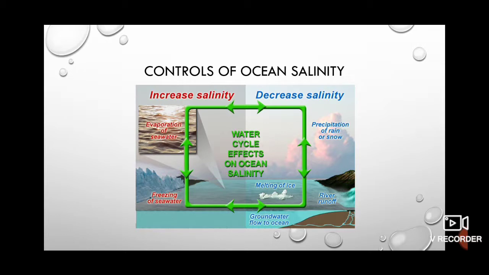controlling factors of ocean salinity as follows: the evaporation of seawater increases the salinity. At the same time, precipitation in the form of rain or snow reduces the salinity of ocean water. Apart from that, the influx of river water, or river runoff, reduces the salinity at the mouth. Water flowing from the ground to the ocean also reduces the salinity. At the same time, if the seawater freezes, it increases the salinity.